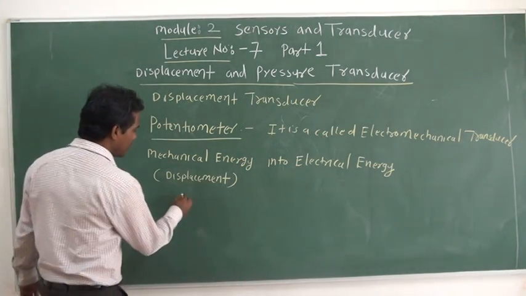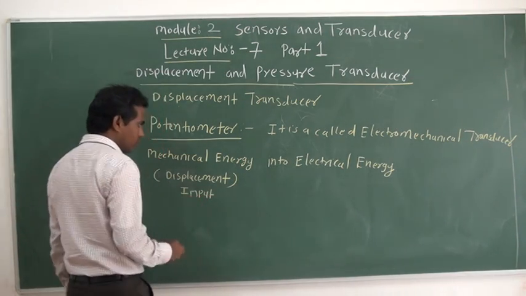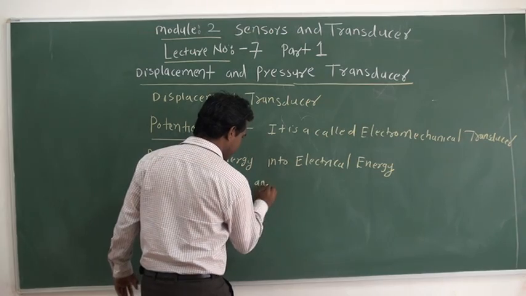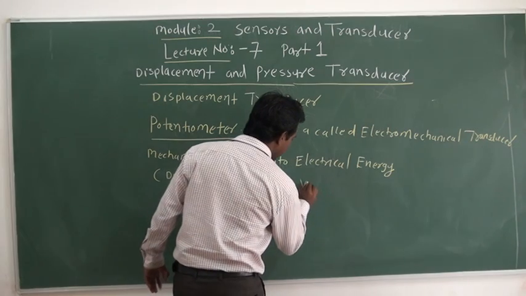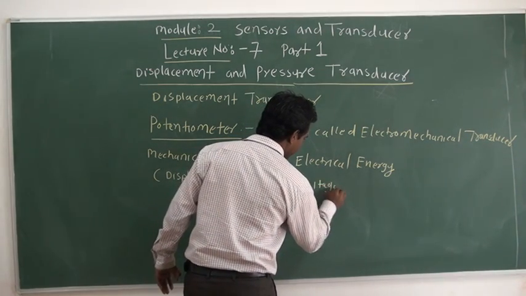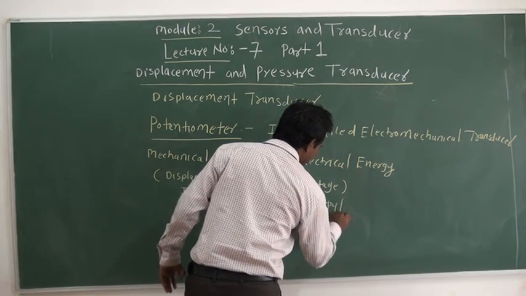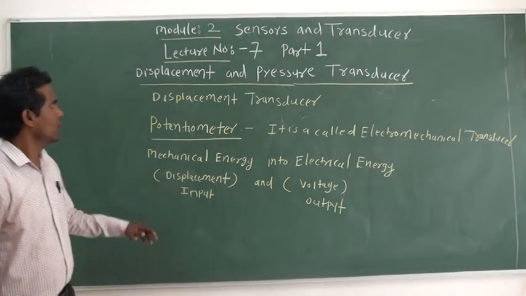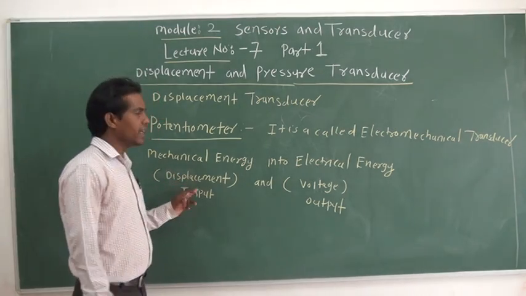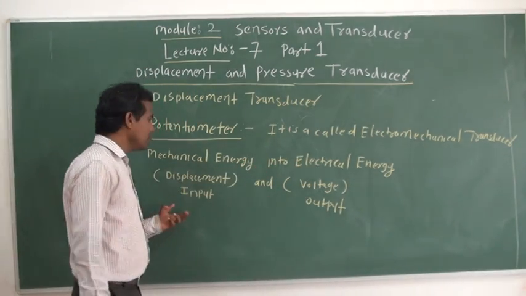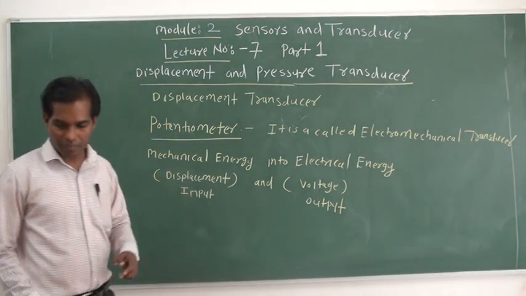And which is an input to the potentiometer. And the output energy form, the electrical form, that is the voltage. That is the voltage output form. So the potentiometer is called an electromechanical transducer, which converts mechanical energy into electrical energy, where the input is a displacement and output is your voltage.